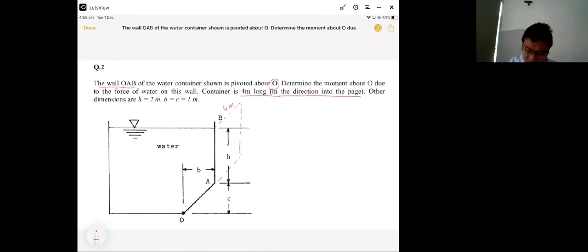Other dimension: S is 2 meters. B and C is 1 meter. You have to find the moment about O due to the force of water on the wall OAB. Okay, wall OAB. Now, how to find the moment?